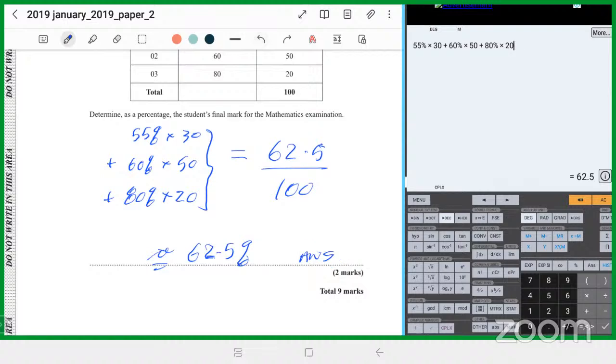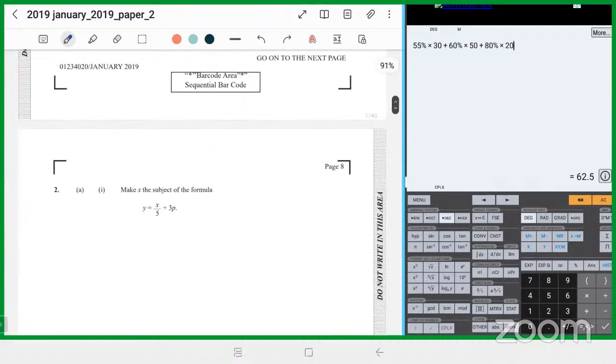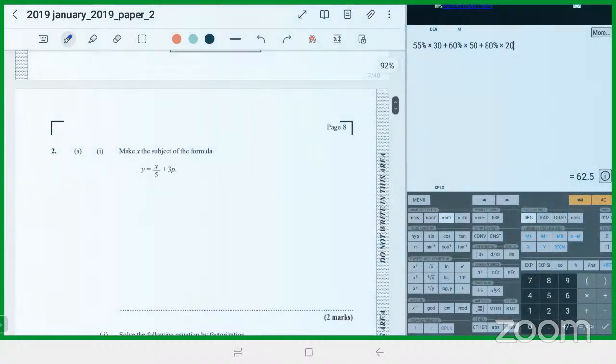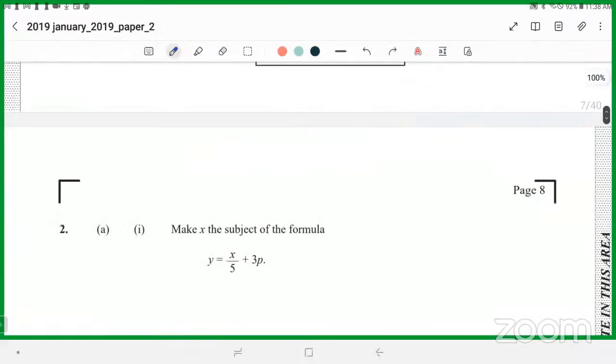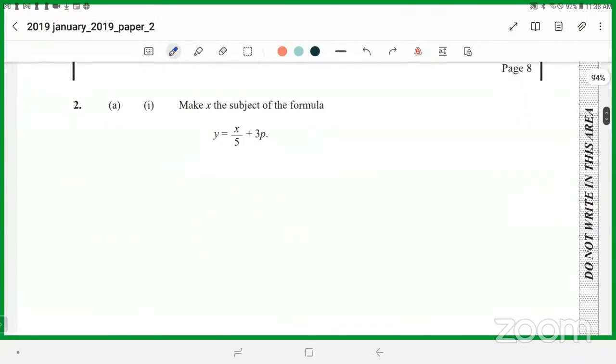All right, question 1 done. Everybody good? All right, beautiful. Let's go. Next question. You shouldn't need a calculator right now. This next question wants us to make x the subject, quick and fast. So we are transposing away everything from the x. I'm going to move this 3p first and bring it over here and subtract it. So my first line is going to be y minus 3p equals x over 5.